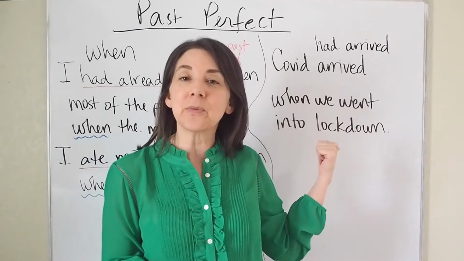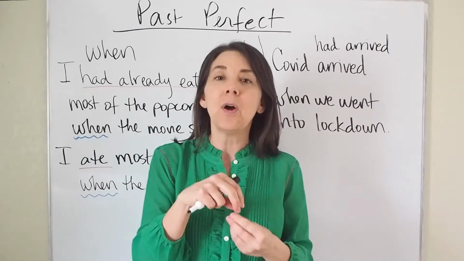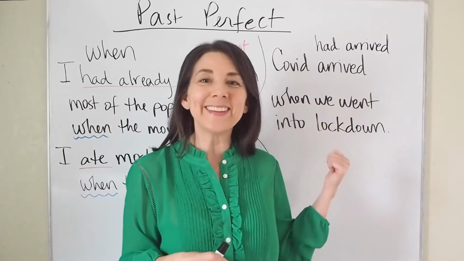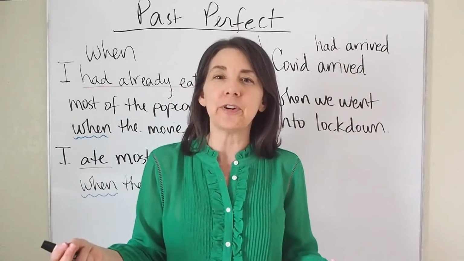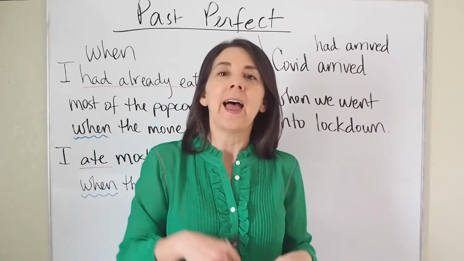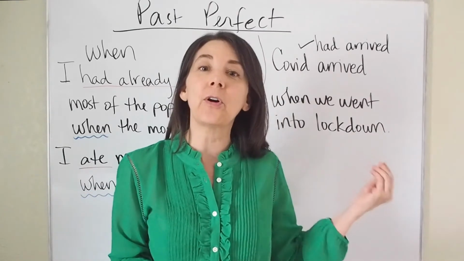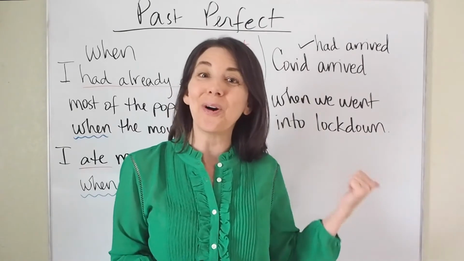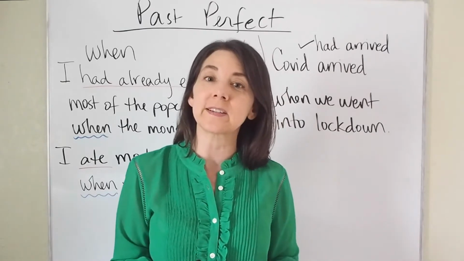So again, I'm using the word when, and I want to think, did the two things happen at the same time, or did one happen before the other? Well, in this case, I'm going to use past perfect because what happened first? COVID arrived, and then we went into lockdown. So now I have COVID had arrived when we went into lockdown. I might use the word already to emphasize COVID had already arrived when we went into lockdown.